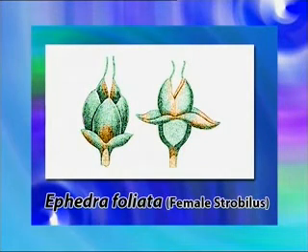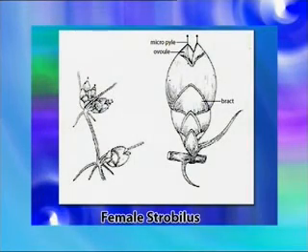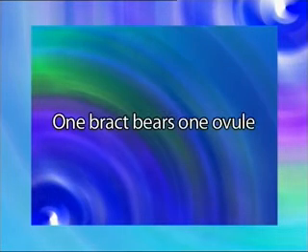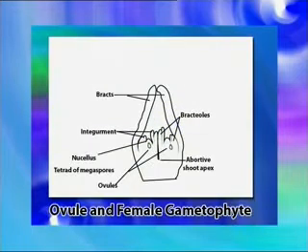It retains the same compound strobilar organization as the male strobilus and consists of a short axis to which are attached 3 to 4 pairs of decussate bracts. The lower bracts are sterile, whereas the upper two bear an ovule in their axils. One bract bears one ovule. Each ovule terminates a short stalk. The stalk and the terminal ovule are also termed as female flower.